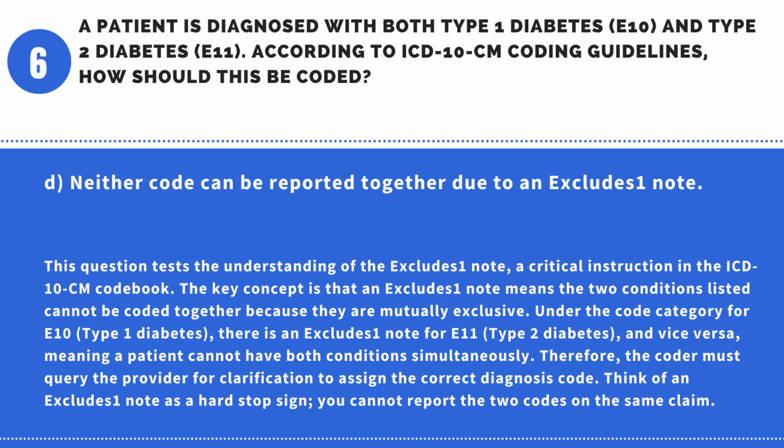Therefore, the coder must query the provider for clarification to assign the correct diagnosis code. Think of an excludes one note as a hard stop sign. You cannot report the two codes on the same claim.